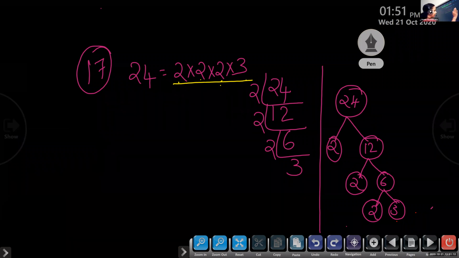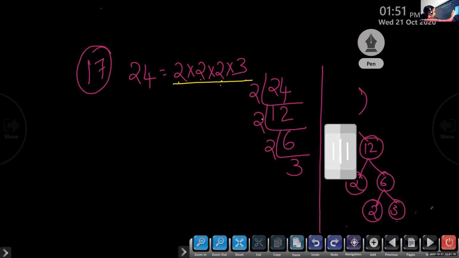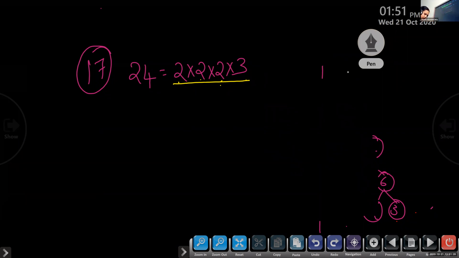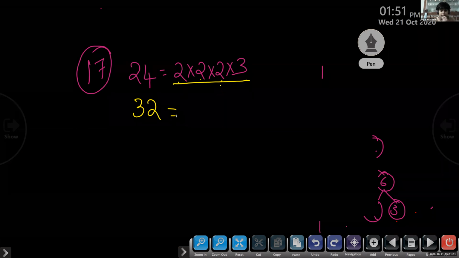You can use either the factor tree method or the division method, but you have to write it like this as prime factorization. Now 24 is done. Which is the next number? That is 32. Ma'am, is it compulsory to use the prime factorization method?